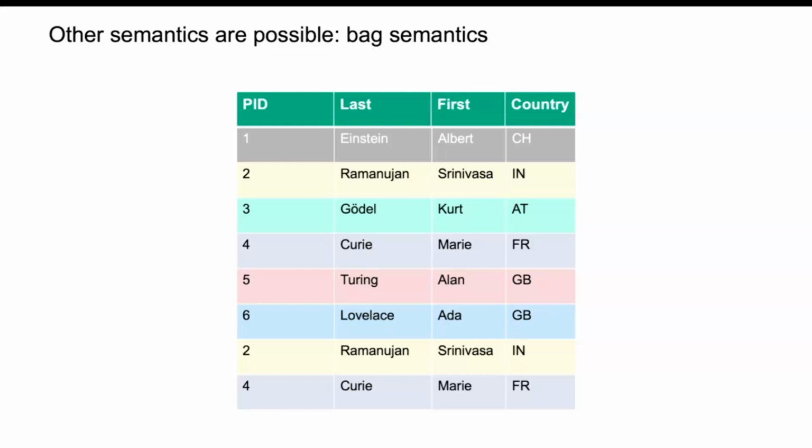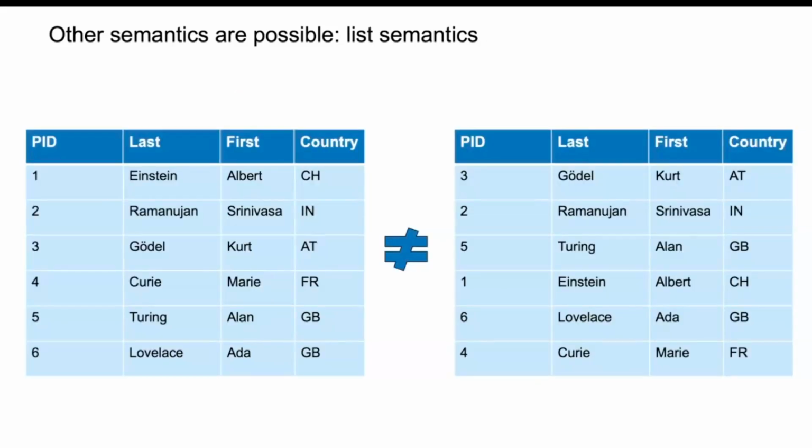So here we have 2 Ramanujan Srinivasa, my favorite mathematician, twice. And in the bag semantics, that's fine. We are allowed. In the set semantics, that's not fine. Then it would be forbidden. And finally, we have the list semantics in which you can repeat and the order matters, right? So that I'll explain again next week again, set, bag, list.